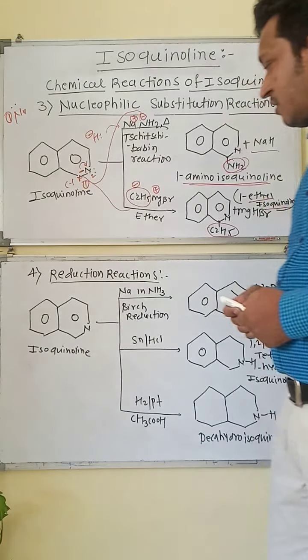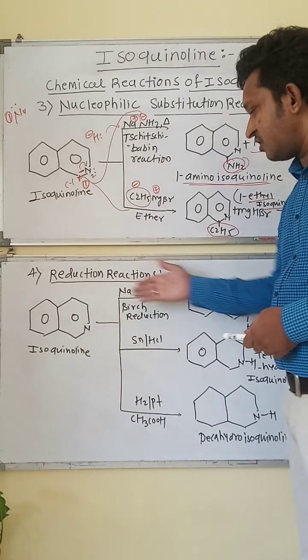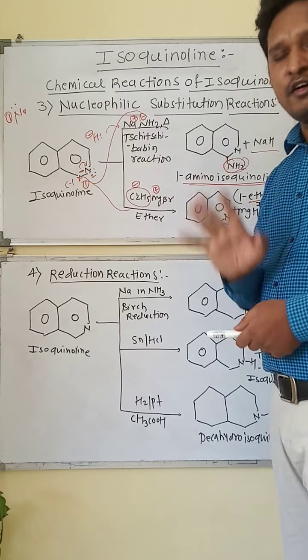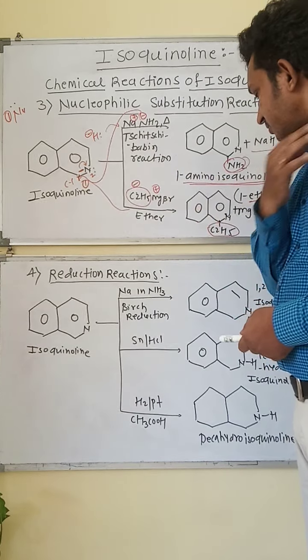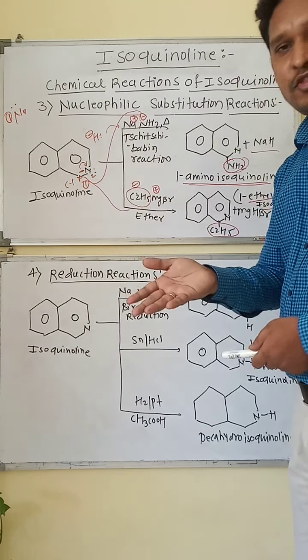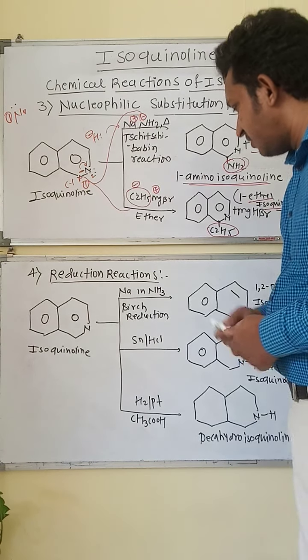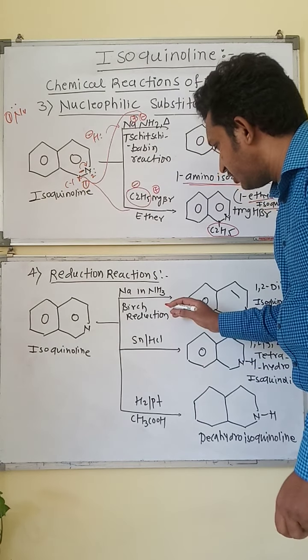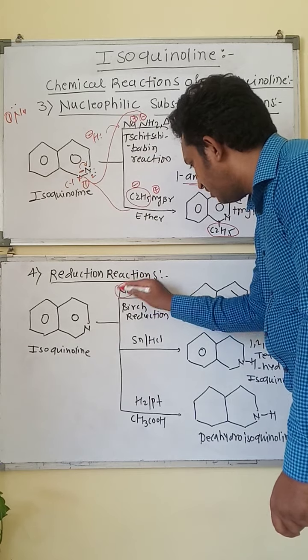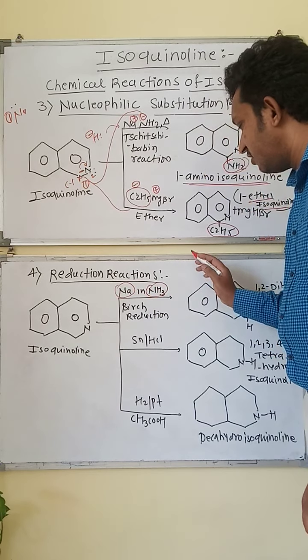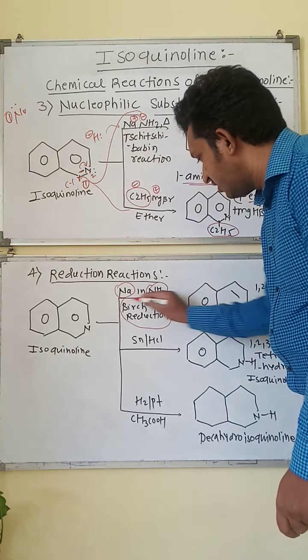Now the next chemical reaction is the reduction type of reactions of isoquinoline. Reduction means addition of hydrogen and removal of oxygen takes place. Let's see the first example. The first reaction is with the reagent sodium in liquid ammonia. This reduction is called the Birch reduction.